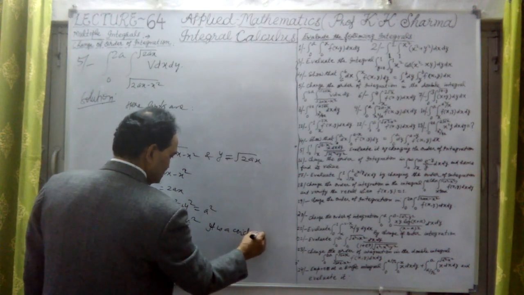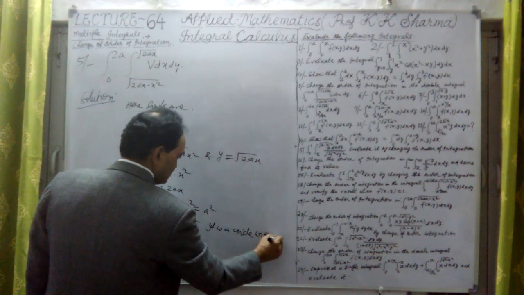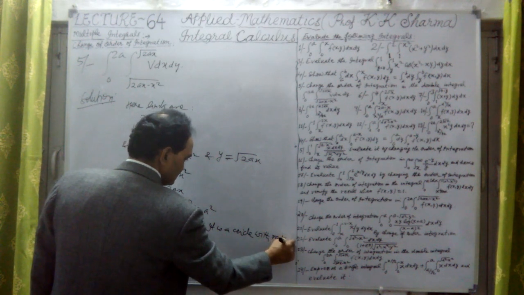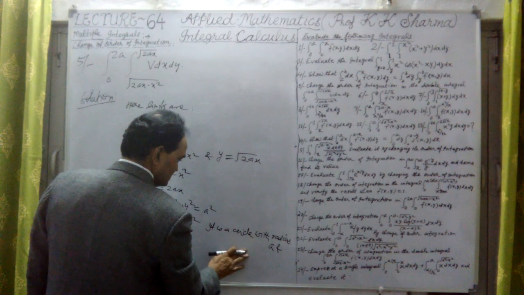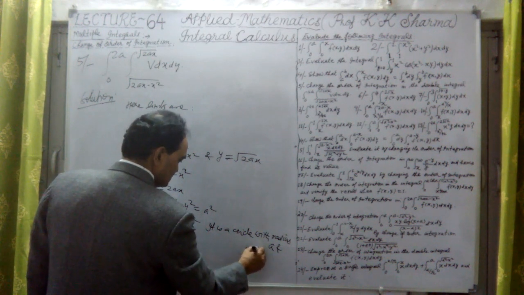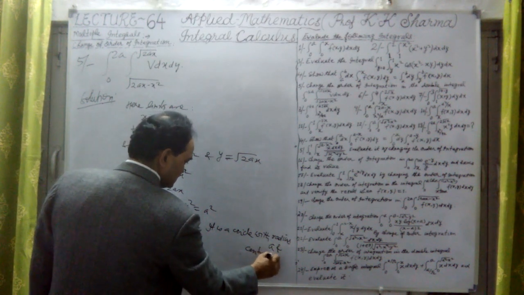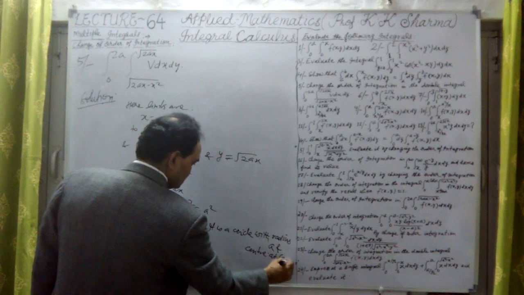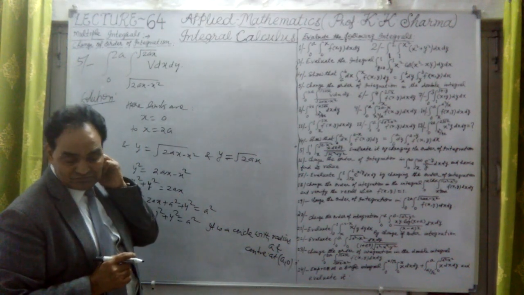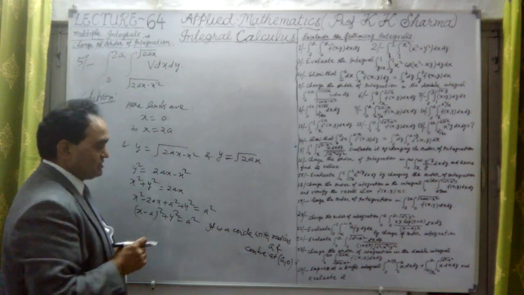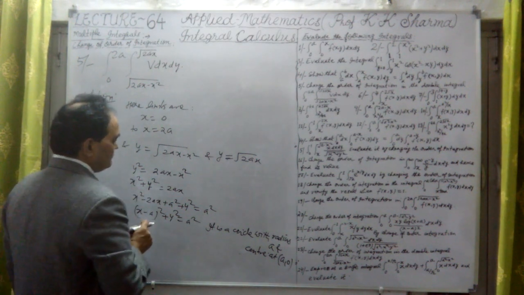Circle with radius a, and the center at (a, 0). This is what is given to us, the circle. But let me find out the other thing.